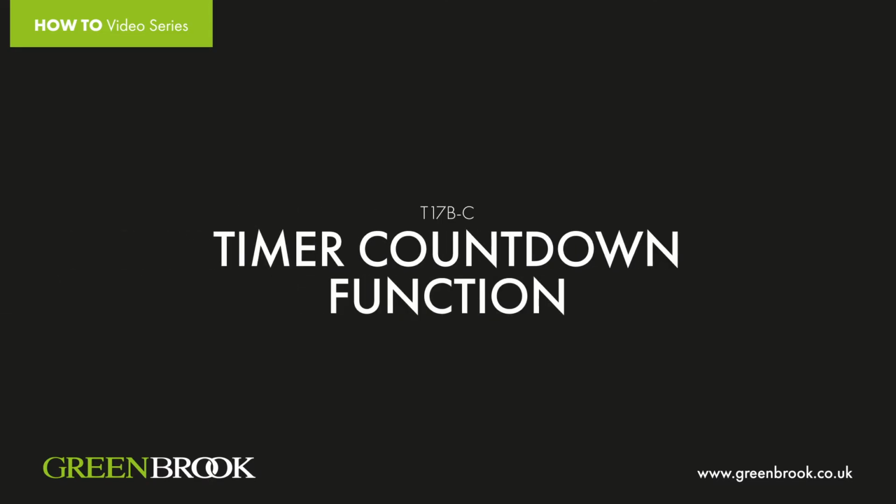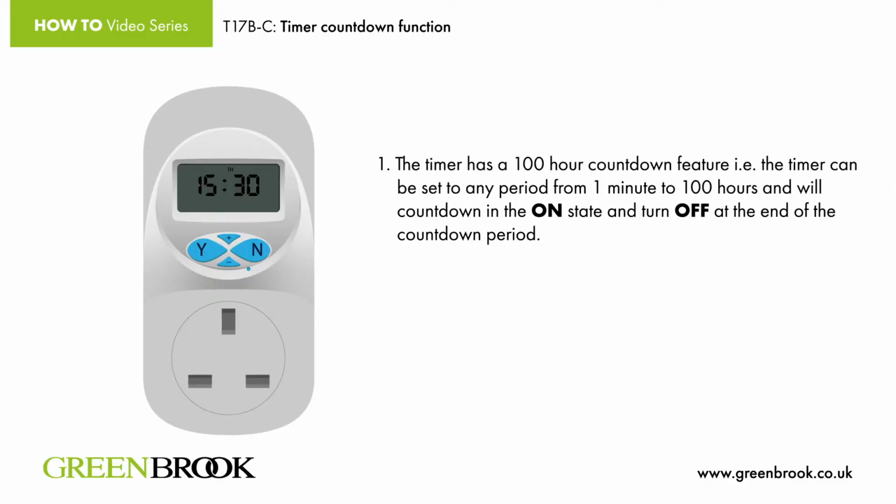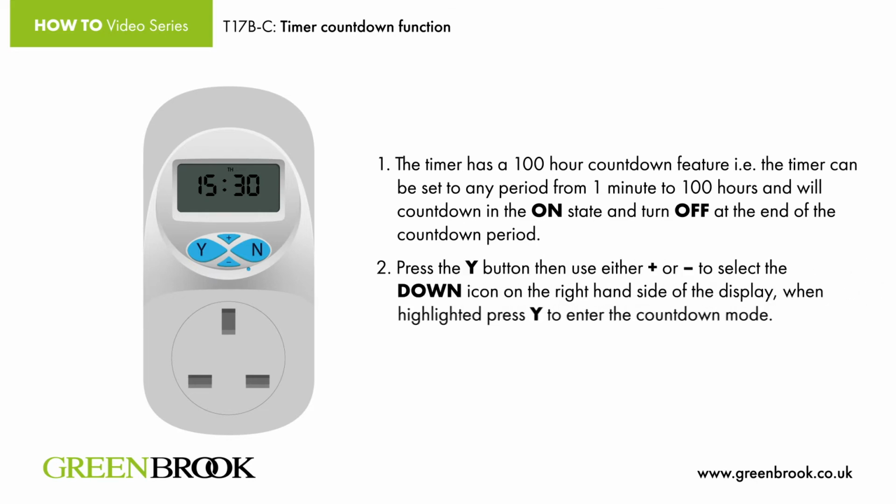Timer countdown function. 1. The timer has a 100-hour countdown feature, i.e., the timer can be set to any period from 1 minute to 100 hours and will count down in the on state and turn off at the end of the countdown period. 2. Press the Y button, then use either plus or minus to select the down icon on the right-hand side of the display. When highlighted, press Y to enter the countdown mode.